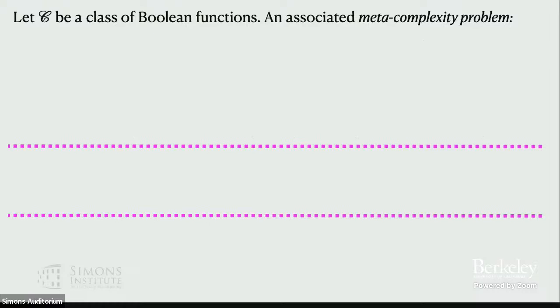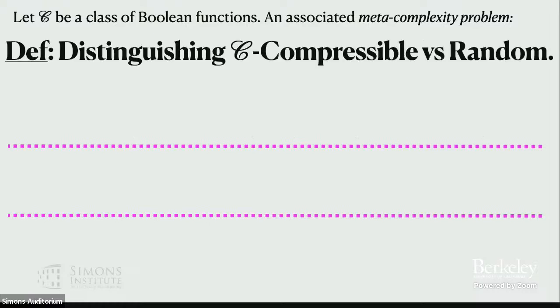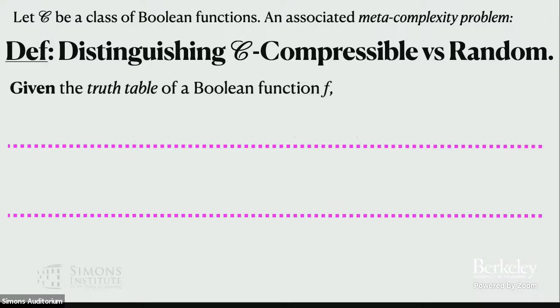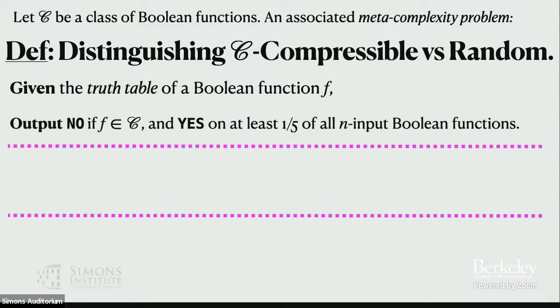So here's our class of Boolean functions. Here's an associated meta-complexity problem. I want to distinguish C-compressible concepts from randomness. I want to be able to tell the difference. So given the truth table of a Boolean function, that's a weird representation, right? This is like the MCSP problem. You're given the most explicit version of the function possible. I say no if that function is in the concept class, and I say yes to at least 1/5 of all n-input Boolean functions. So I have sort of a randomness detector or a non-simplicity detector.